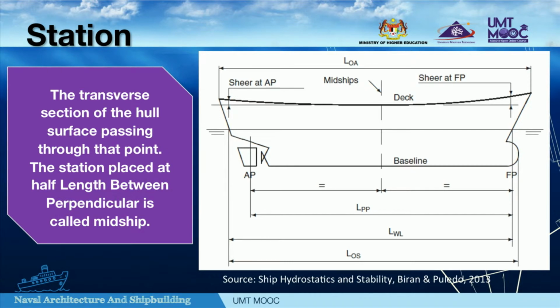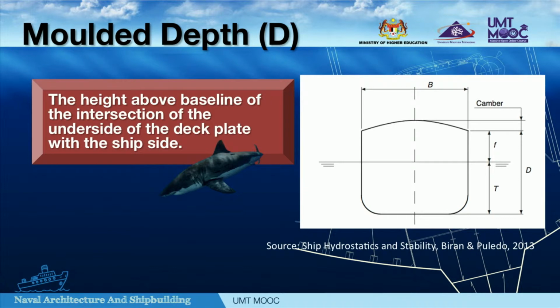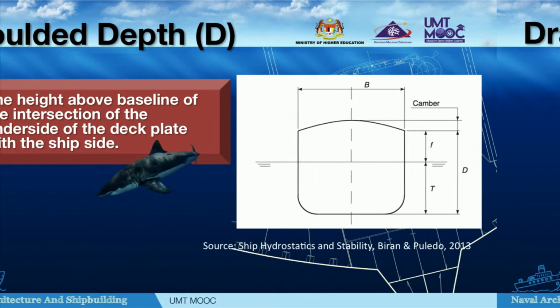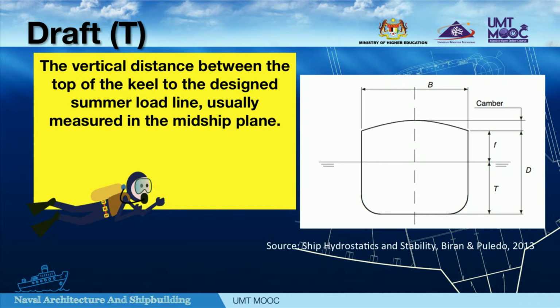Next, the molded depth, D, is the height above baseline of the intersection of the underside of the deck plate with the ship side. Next, the molded draft, or draft, T, is the vertical distance between the top of the keel and the design summer load line, usually measured in the midship plane. Even when the keel is parallel to the load waterline, there may be appendages protruding below the keel, such as multi-beam sonar. Therefore, we need to define an extreme draught, which is the distance between the lowest point of the hull or of an appendage and the design load line.